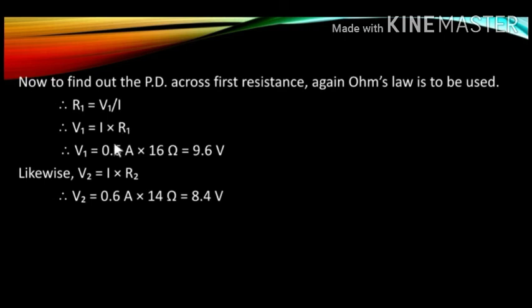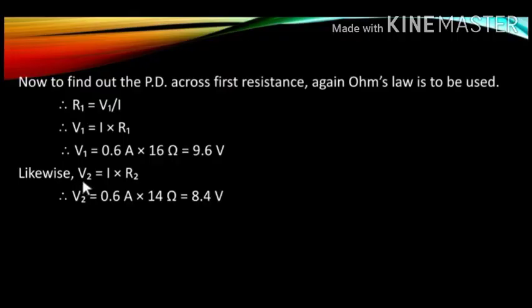Now putting the values, we will get V1 is equal to 0.6 ampere current multiplied by 16 ohm, and this multiplication will be equal to 9.6 volt. That means potential difference across first resistance is of 9.6 volt.